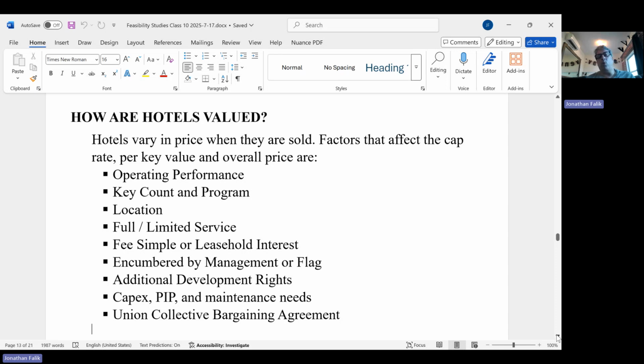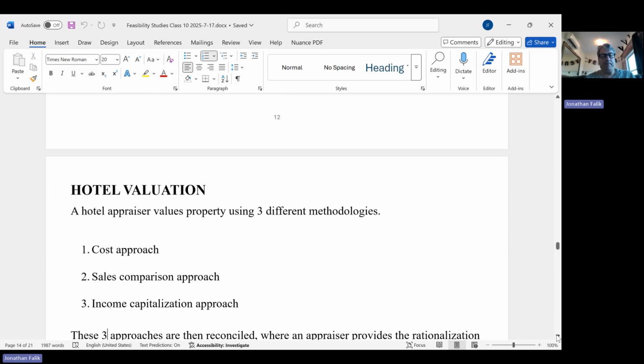So you're going to pay more for a hotel that's in pristine shape than one that needs a lot of work. And then is there a union agreement, right? If there's a union agreement, there are a lot of restrictions on what you can do from a labor management perspective. There are certain costs that you have to pay, certain benefits you have to pay, and certain work rules that you have to follow. Usually people will pay less for a hotel that has a union collective bargaining agreement.